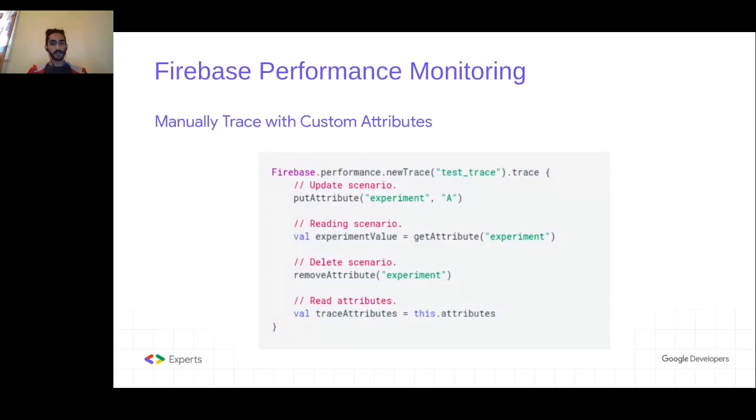Just like Crashlytics, you can also specify some custom attributes. So if you think there are some attributes that will help you figure out why something is being slow, you can also put them on Firebase performance monitoring by simply calling those methods. Put attribute. If you want to remove something, you can use remove attributes. If you want to find out what attributes you've added, you can simply do it like this.